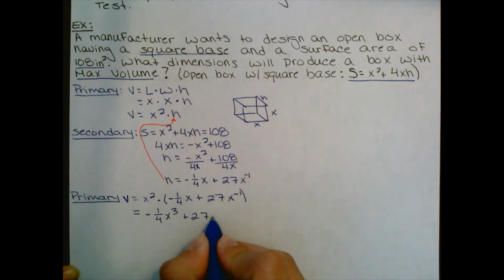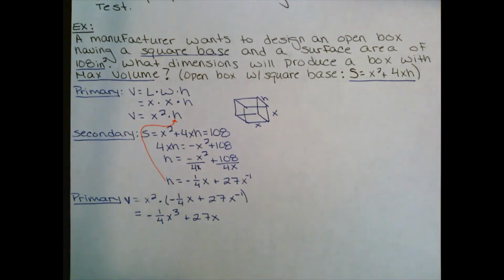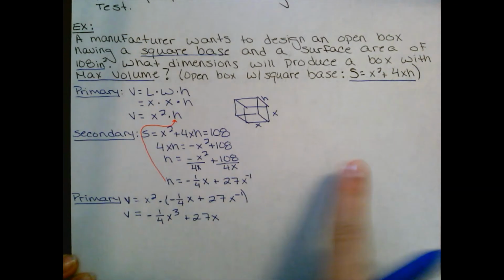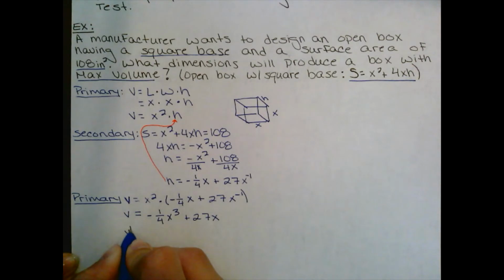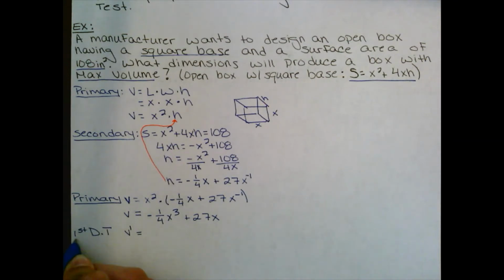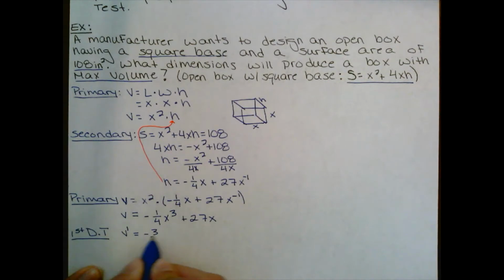Okay? So now that I have my primary equation rewritten, again, they want us to find the maximum volume. Here is where I'm going to do the derivative. I'm going to do the derivative of volume with one variable. Now it should be easy. V prime. All right, so here's where the first derivative test comes in. I'm going to have negative 3/4 x squared plus 27. Okay? I'm going to set this equal to 0. Move the 27 over. This negative 3/4 is currently being multiplied. So in order to move it to the other side, I need to divide it.